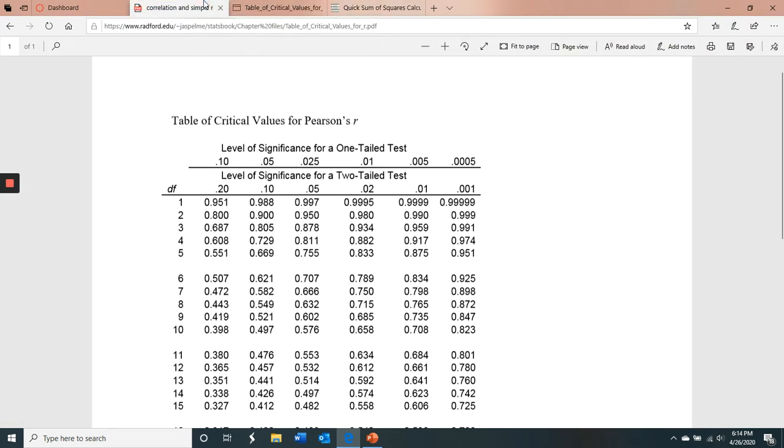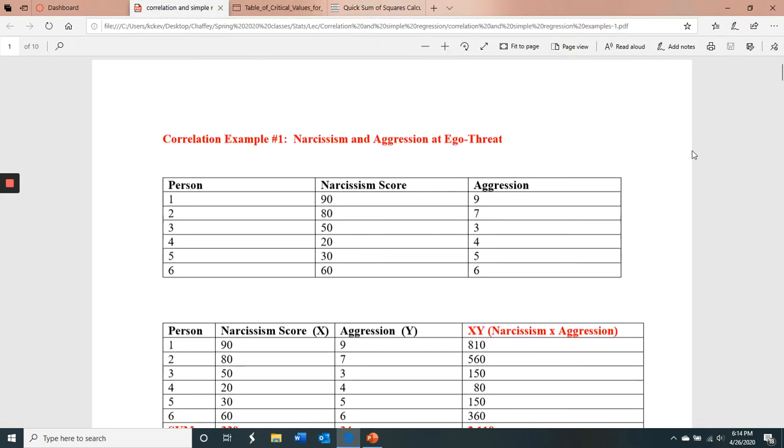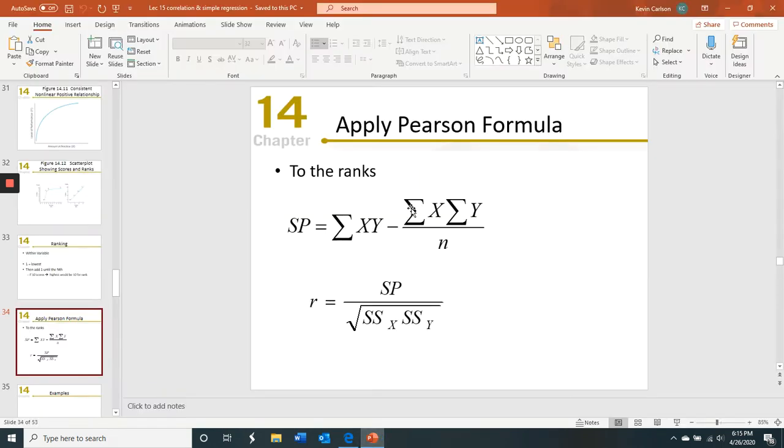So I'm going to show you one example. And again, we're going to start with Pearson. And here's the formula for Pearson. Remember, we have to do the SP over the square root of the sum of squares for x times the sum of squares for y. Well, what's SP? We have to take x times y for everybody, add that, add the scores for x for everybody, multiply that by the sum of y for everybody, and divide it by n. N is the number of people. So it's pretty simple formulas.